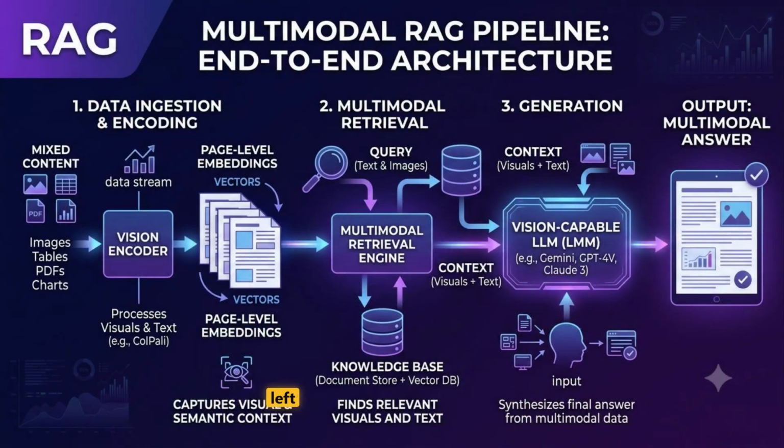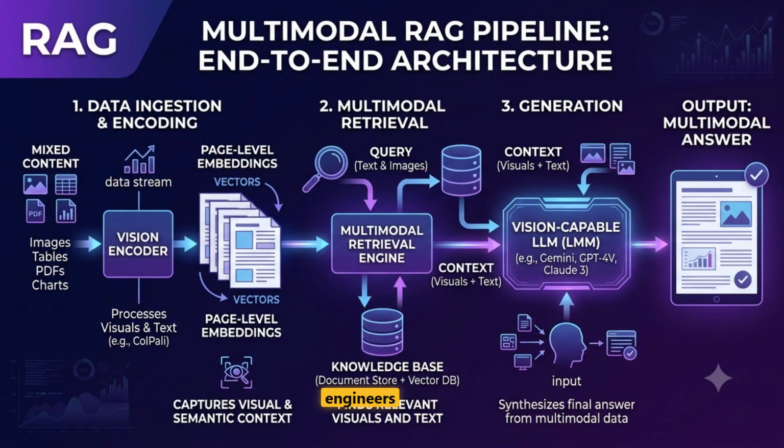On the left, under component group number 1, you throw in mixed content, images, tables, PDFs and charts. Trace this over to the data stream icon where everything enters that vision encoder box. This must handle all file types. We are now past the raw data stage. Notice the arrow from the encoder feeds directly into those stack pages labeled page level embeddings.